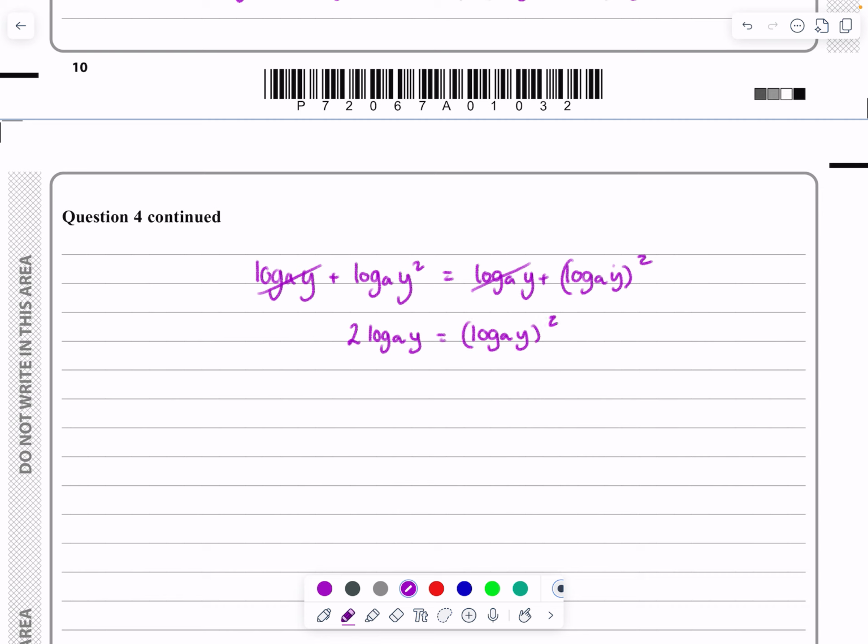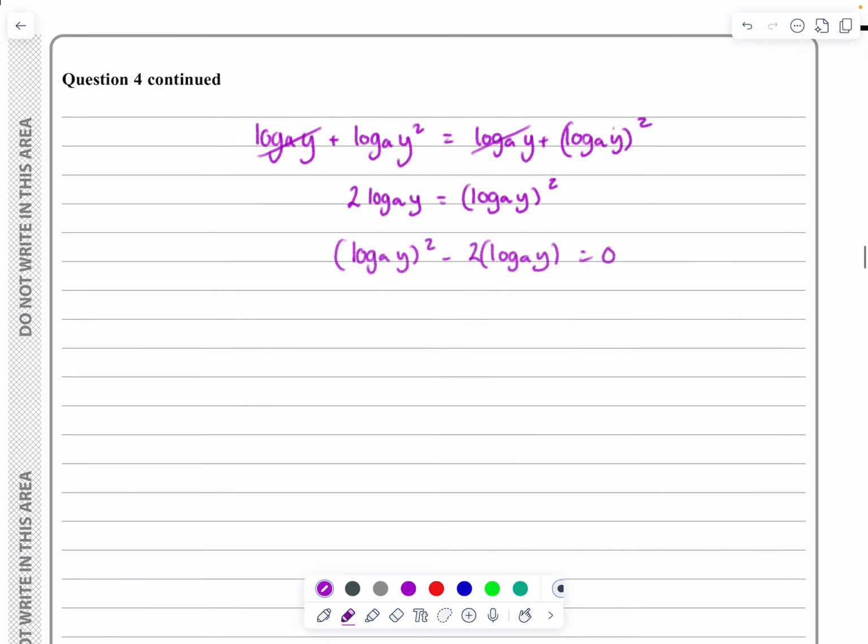And now this isn't actually as difficult as it looks to solve here if we're actually thinking about this one. You just imagine that that's x there and that's x there. I've got 2x equals x squared. Okay, I've got 2 something equals something squared, and that's easy to be able to solve, isn't it? So let's get it over to one side. We'll say log a y squared minus 2 log a y is equal to 0. Well, I can take log a y out as a factor, which leaves me log a y minus 2 equals 0.